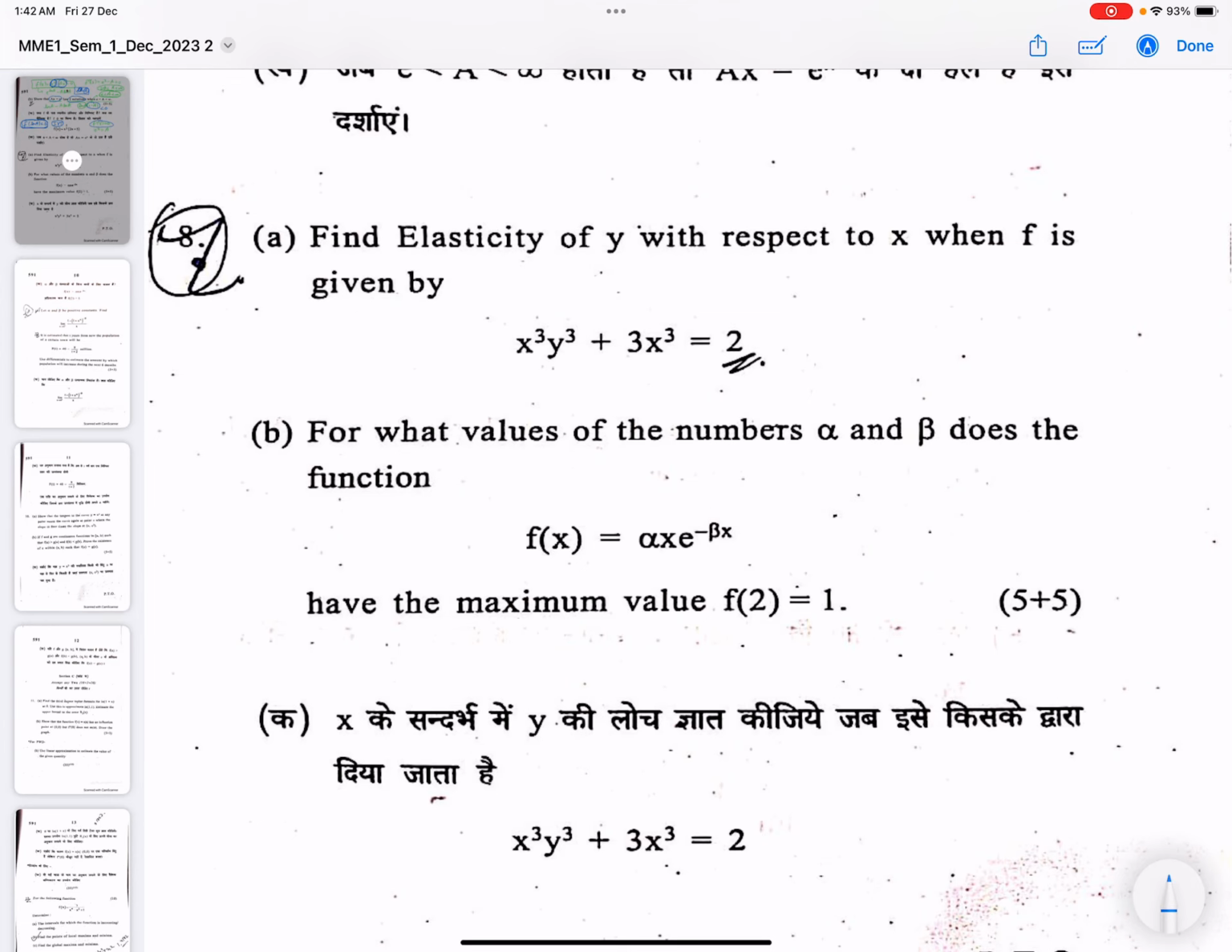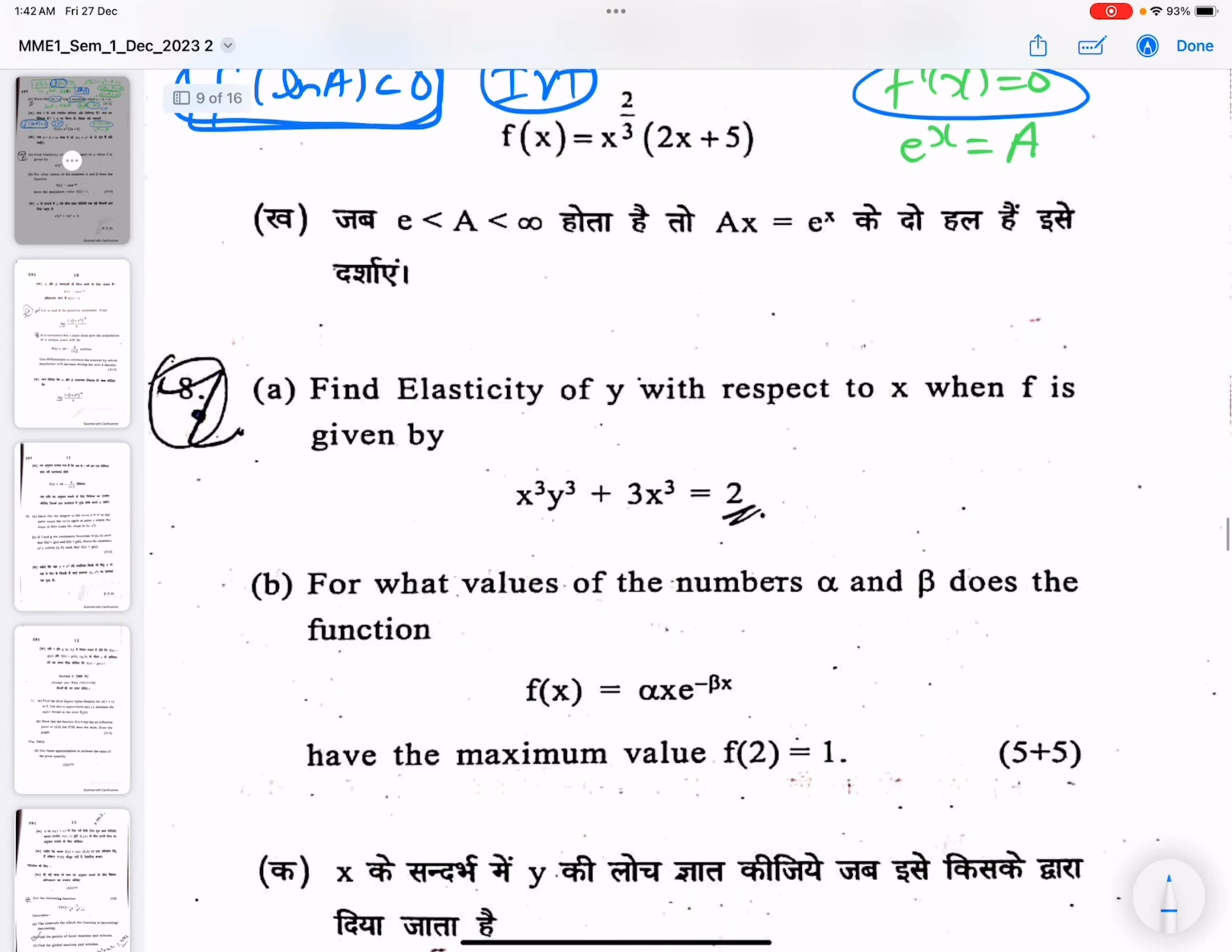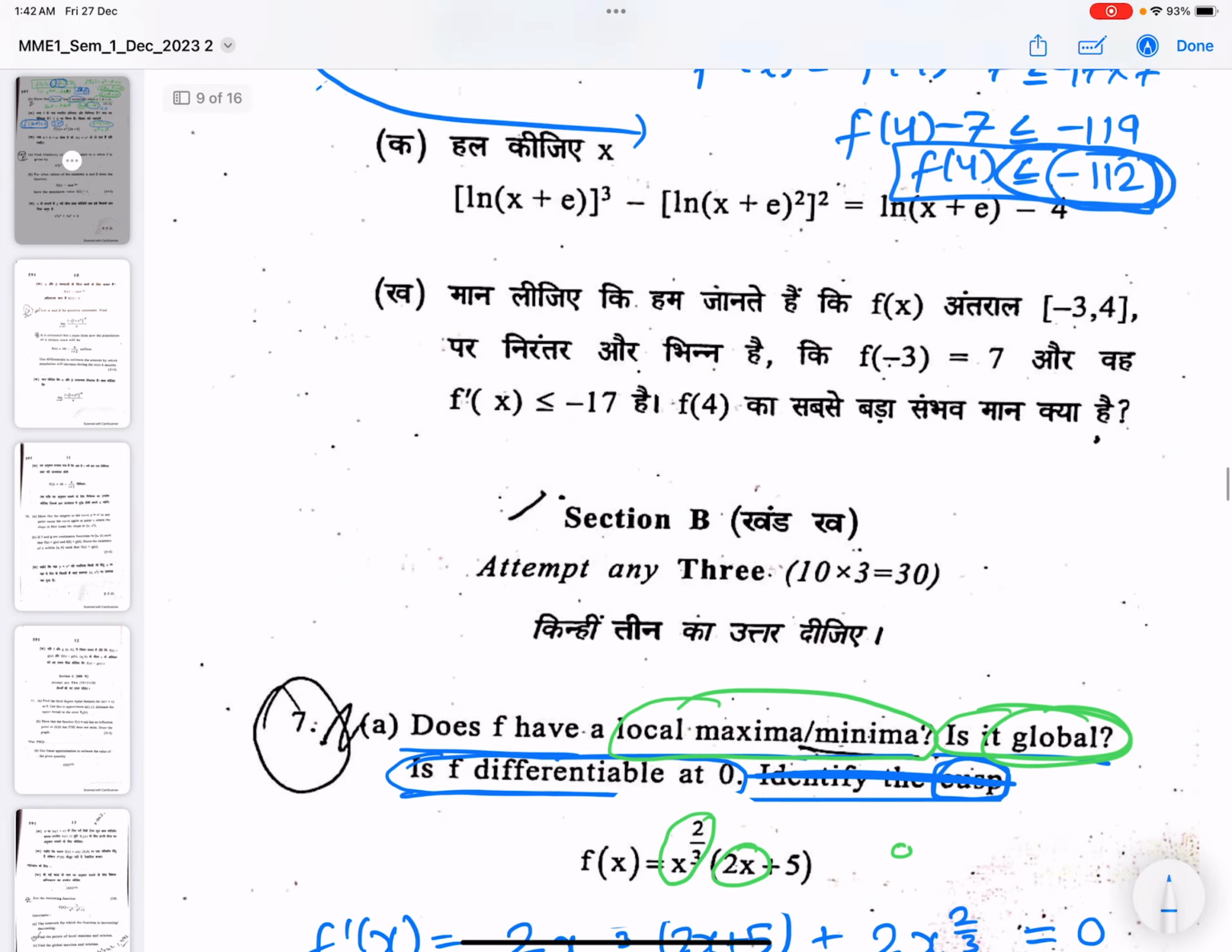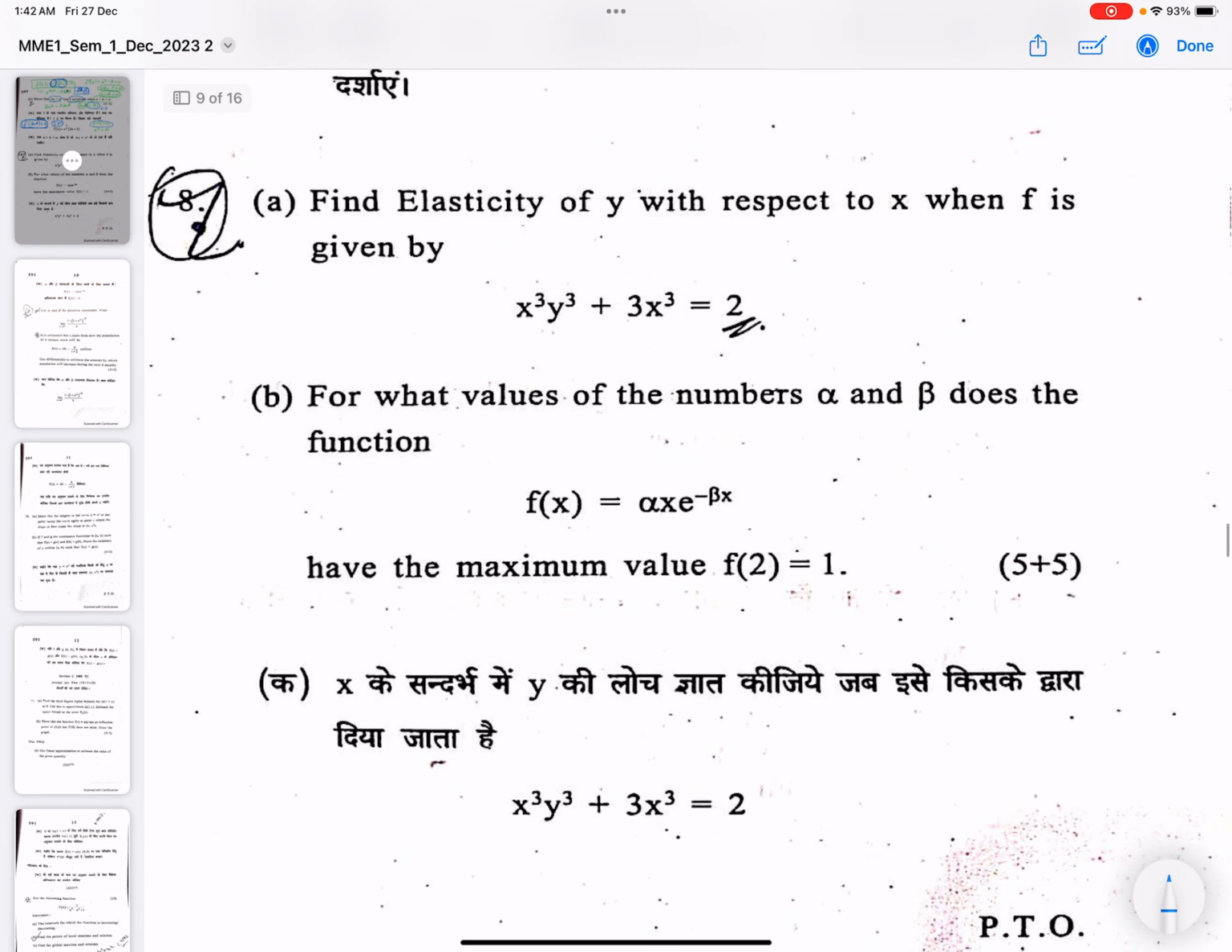So in the last video, we discussed till question 7 of mathematical methods for economics, past year 2023. And in this video, we'll be covering the rest of the questions. Okay, we'll start with question 8.